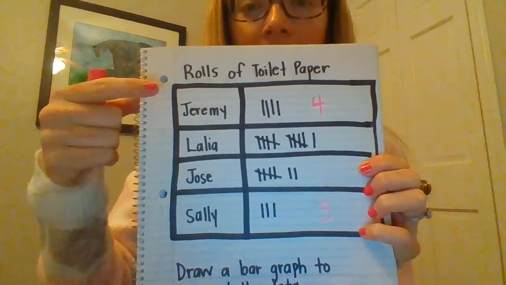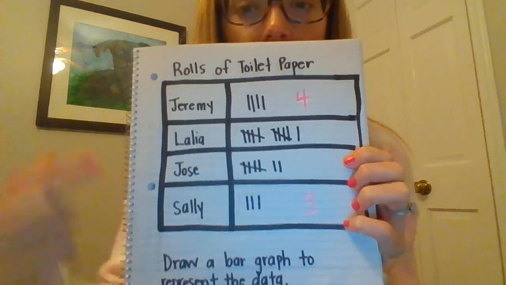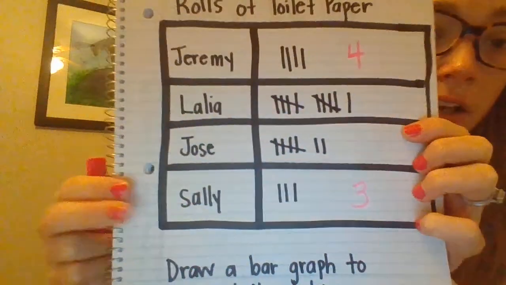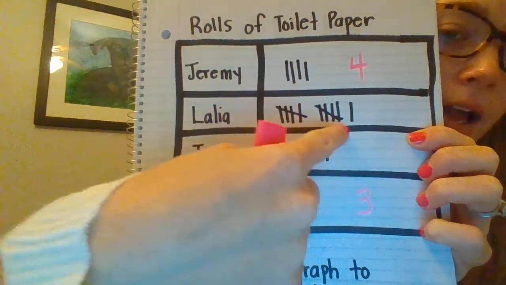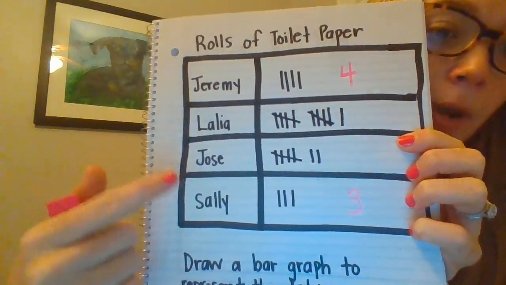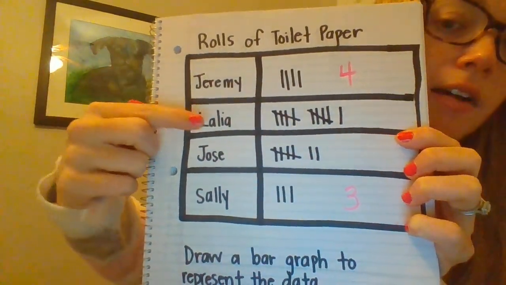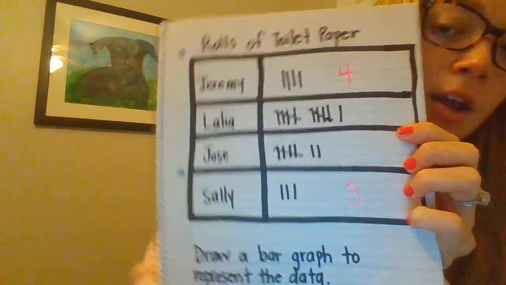So I've gone ahead and I've done Jeremy and Sally, but before I do Layla and Jose, I'm noticing that when I do Jeremy and when I counted up my total for Sally, I didn't have any of these diagonal lines. So I want you to tell the people around you, explain to your parents, you could say it out loud, explain why I'm going to have to switch the way that I'm counting when I count Layla and Jose.